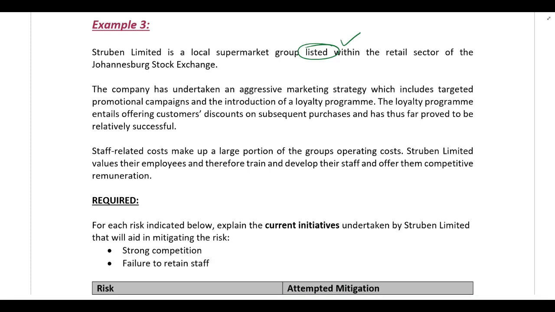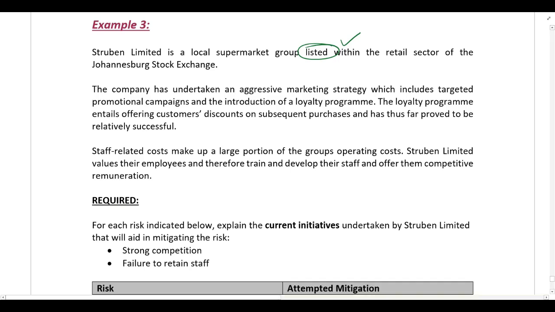The company has undertaken an aggressive marketing strategy, which includes targeted promotional campaigns and the introduction of a loyalty program. The loyalty program entails offering customers discounts on subsequent purchases and has thus far proved to be relatively successful. Staff-related costs make up a large portion of the group's operating costs. Strubin Limited values their employees and they therefore train and develop their staff and offer them competitive remuneration. So both of these things here are positive.